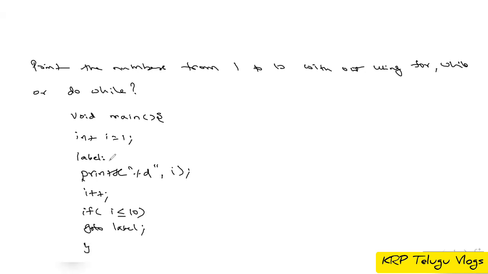Initially i is 1, so 1 will be printed. i will be incremented to 2. 2 less than or equal to 10 is true. So go to label. It will take the control to label. So now my value is 2, so 2 will be printed. Similarly, whenever 3 comes, it will hit the label again. So 3, 4, 5, 6, 7, 8, 9, 10 will be printed. Now i got incremented to 11. 11 less than or equal to 10 is false. It will not hit go to, it will exit the function.